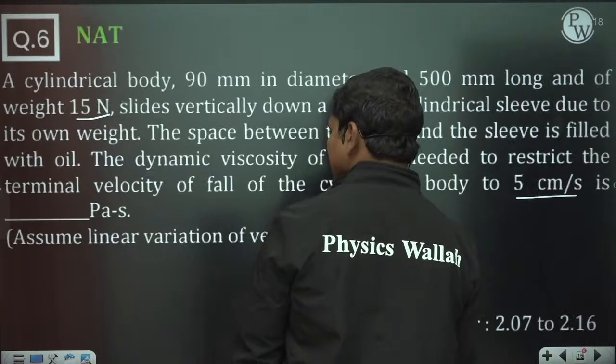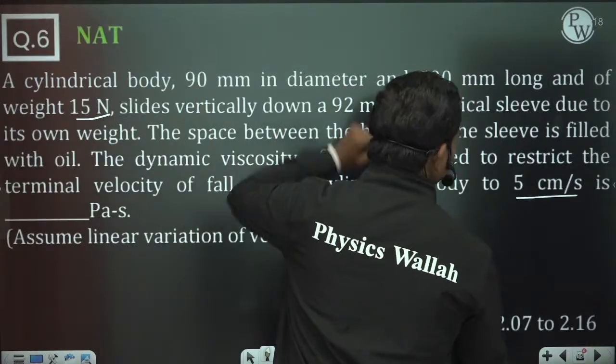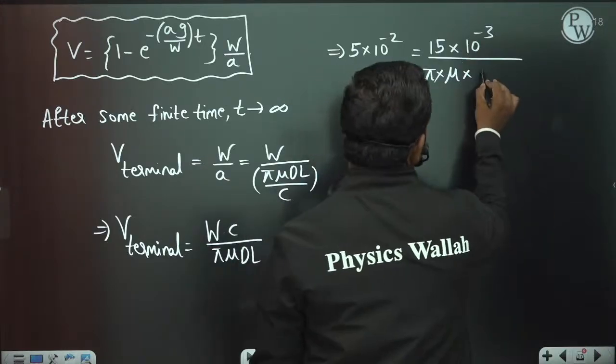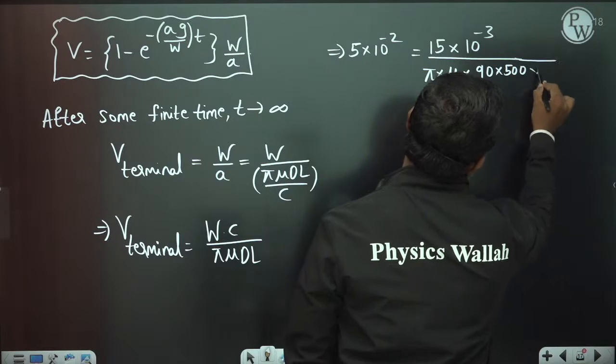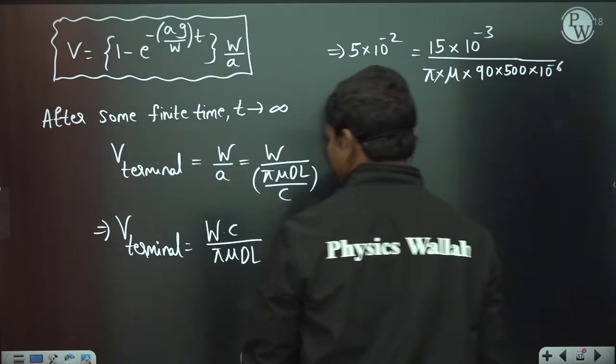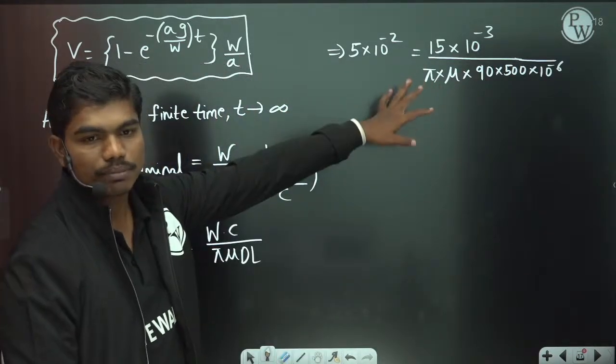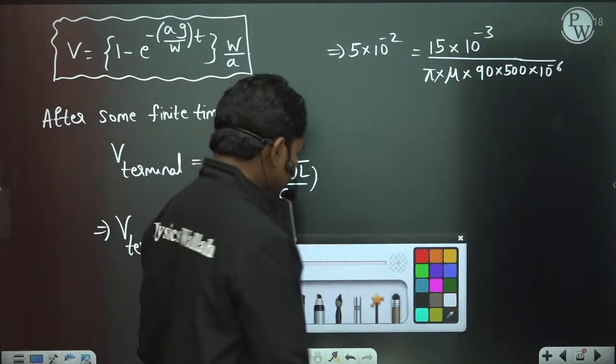Then what about d and l? Diameter is 90, length is 500 mm. So 90 into 500 into 10 to the power minus 6, because everything is in SI units. So that's how we have done all the values. Now you just simplify, you will get the answer directly. So let us simplify.